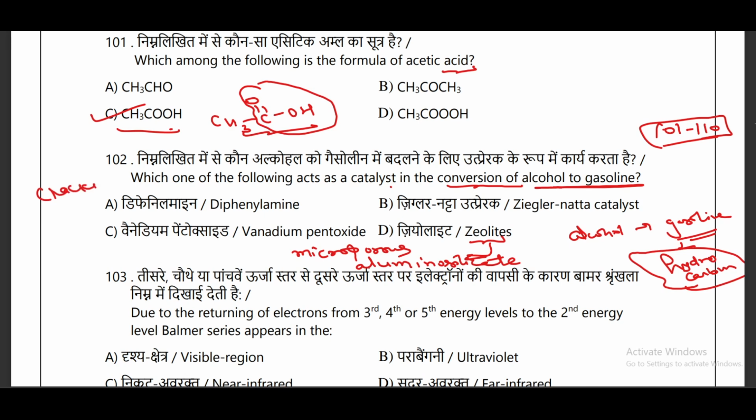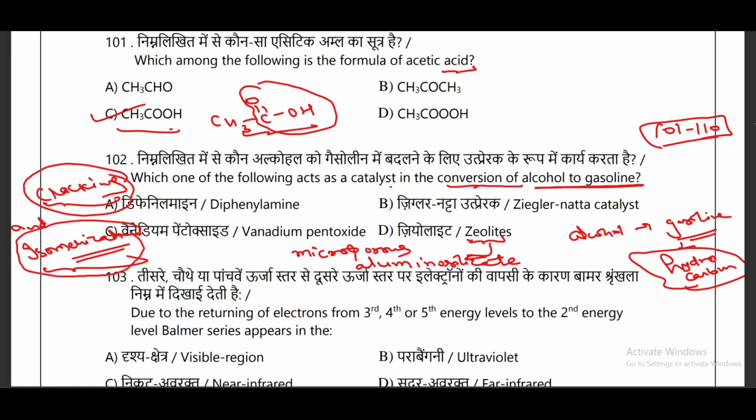cracking and isomerization. So you can also note these two points, that they can also ask through which process zeolites act as a catalyst and convert alcohols to hydrocarbons. So these two processes are involved: one is cracking and the other is isomerization, for the conversion of alcohols to hydrocarbons, and zeolites act as a catalyst. So in this question, option D is your correct answer.